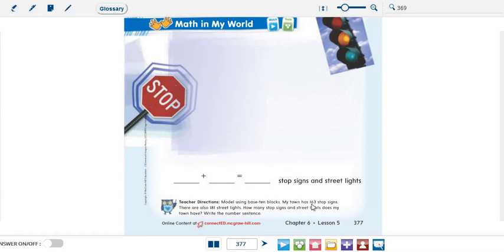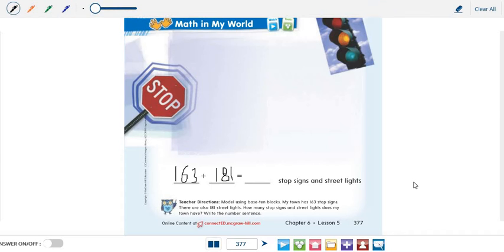My town has 163 stop signs. There are also 181 street lights. Amazing! How many stop signs and street lights does my town have? Write the number sentence. What do you think, grade 2? How can we find the answer? Yes, we have to add 163 to 181.